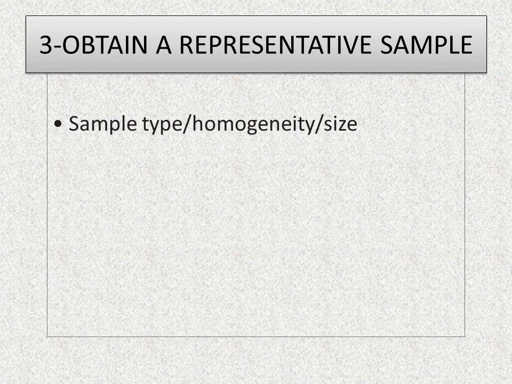Then the third step is to obtain a representative sample, and this may include the sample type, meaning what is the physical state of the sample, whether it's solid, liquid or gas. Then we can see its homogeneity, meaning whether it's homogeneous or not, and then we can see the size of the particles of the sample.